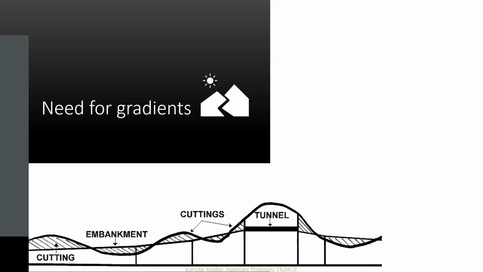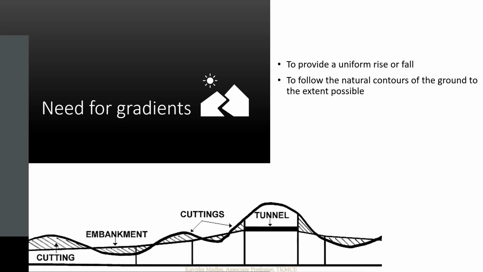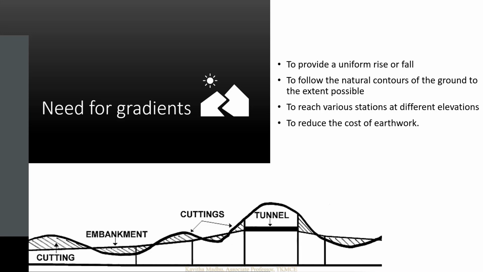Gradients are provided on the track for the following reasons: to provide a uniform rate of rise or fall as far as possible, to follow the natural contours of the ground to the extent possible, to reach the various stations that are located at different elevations, and to reduce the cost of earthwork. In the below figure, you can see that the cutting and embankment are so balanced that the cost of earthwork can be minimized by providing such a gradient.